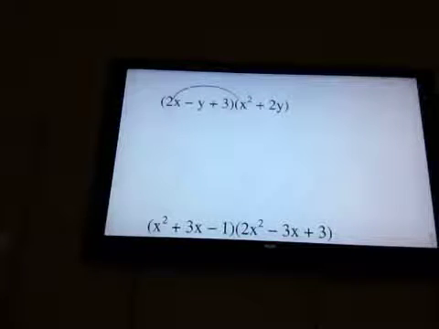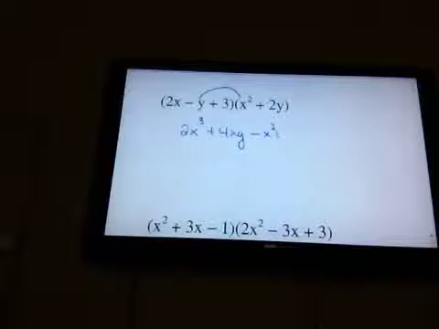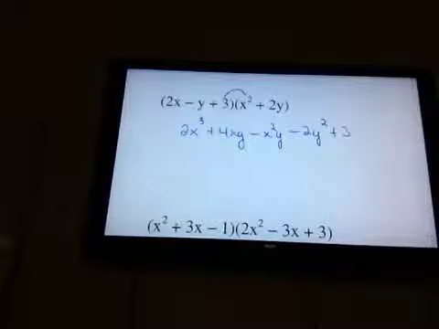So 2x times x squared is 2x to the third. 2x times 2y, positive 4xy. And now I'll do negative y. Negative y times x squared is negative x squared y. Negative y times positive 2y is negative 2y squared. And then my 3. 3 times x squared is 3x squared. 3 times 2y, positive 6y.